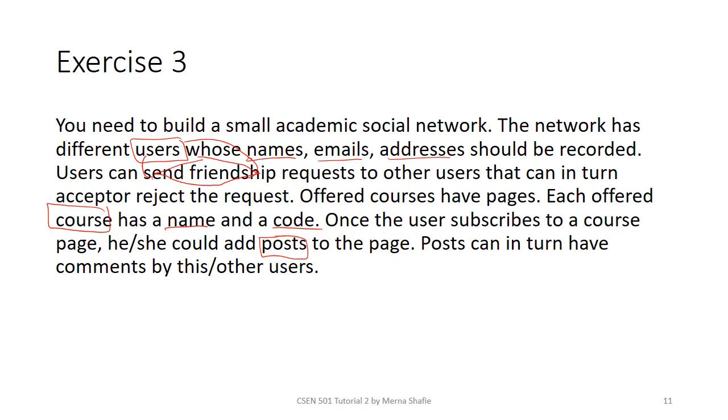A post can in turn have comments by this or other users. So it can have comments, and a comment is also an entity. Are post and comment normal entities? No, as we can see they depend on something else. I want to tell you something. If you see a dependence, this is a result of being weak. If you see that something is depending on another entity, then this is a sign that it is a weak entity.